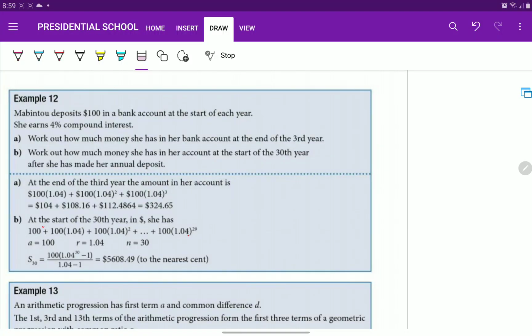She deposits $100 in a bank account at the start of each year. Take a look: at the start of each year, meaning every year she is depositing $100. She earns 4% compound interest. Work out how much she has in her bank account at the end of the third year.